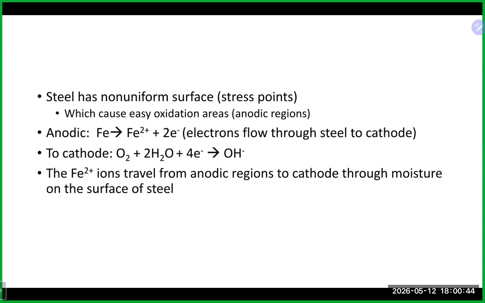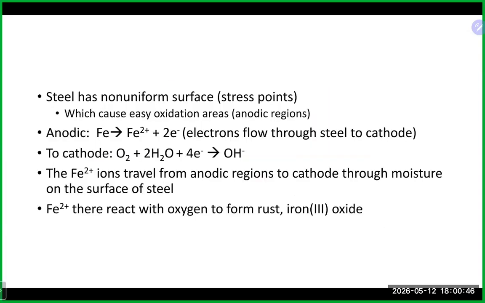Now, when we talk about rust, you basically need three things for rust to form. You need a little bit of iron, a little bit of moisture, and some oxygen. Those are all the things that are essential for rust to form. Rust forms through the oxidation of iron twice, actually. Iron will become iron 2 through this reaction here, and the iron 2 will travel down where it hooks up with the oxygen and becomes iron 3 oxide.